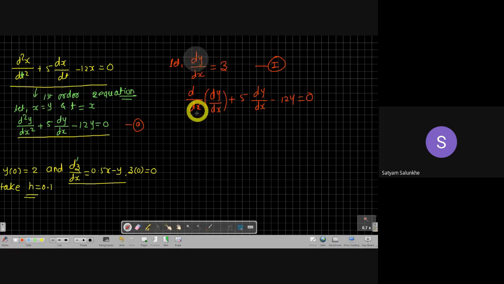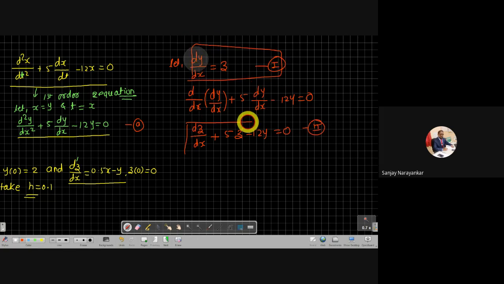d by dx of z plus 5z minus 12y equal to 0. Correct, plus 5z minus 12y is equal to 0. This is the second equation. So use this equation and this equation. These are two first order equations.